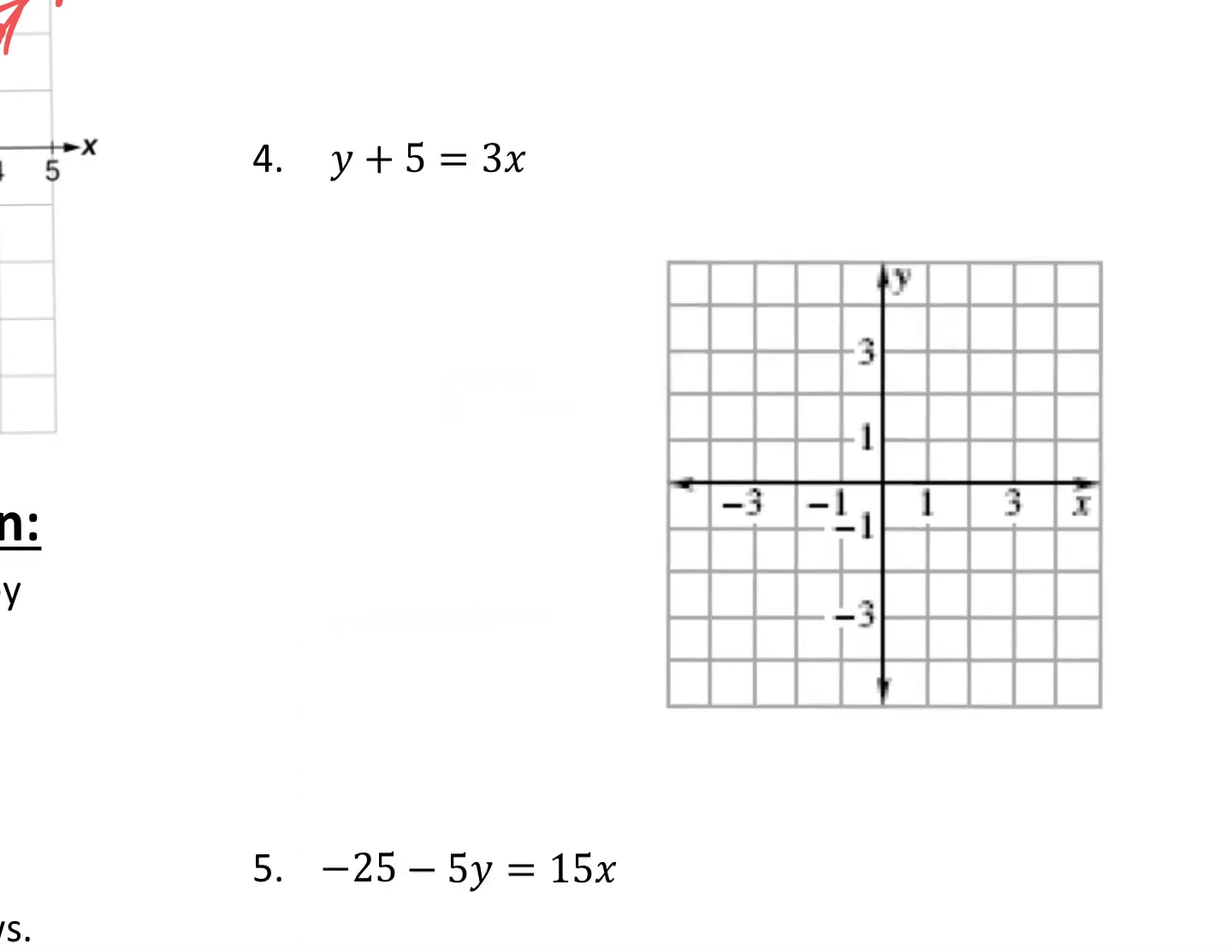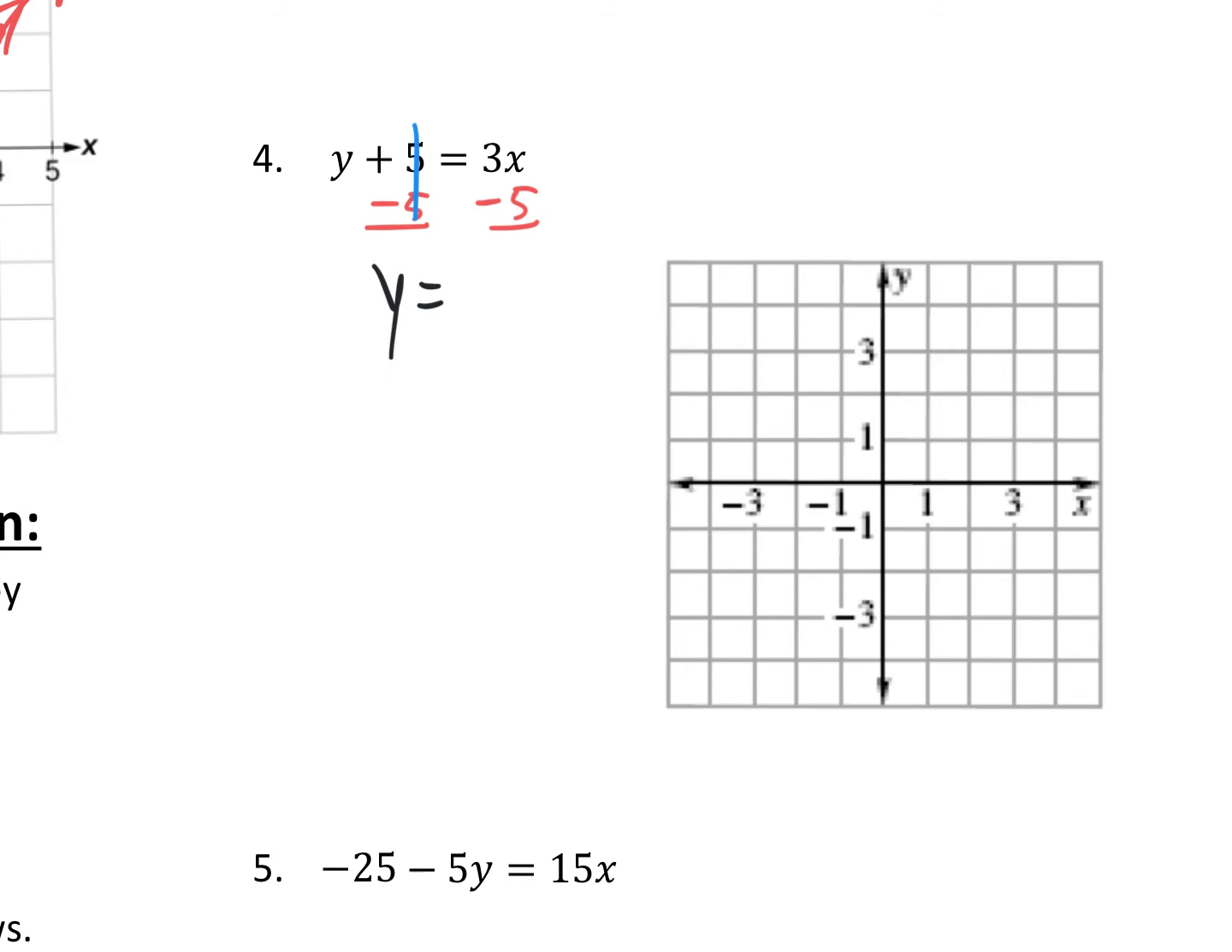Okay. Number 4, it's almost in function form. I almost have y by itself. All I need to do is get rid of that plus 5. So I'm going to get rid of it by subtracting 5. And what I do to one side, I do to the other side, subtract 5. So of course this cancels out. What do I have left? I have a nice beautiful y all by itself. That's what function form is, getting y by itself, solving for y.